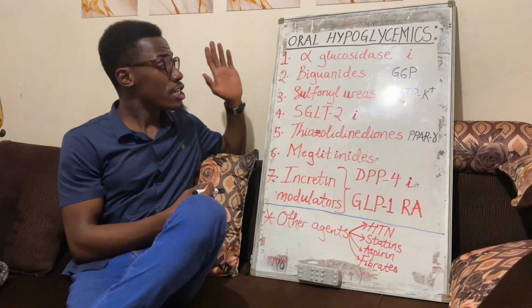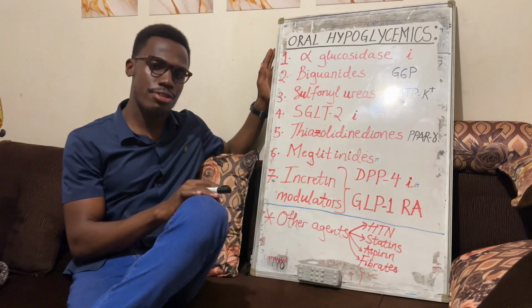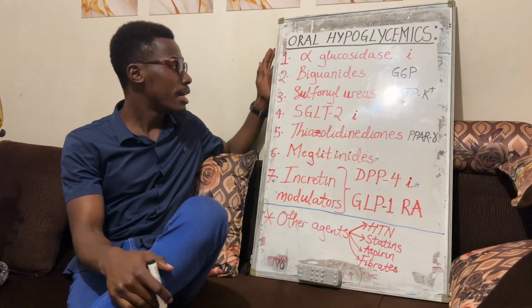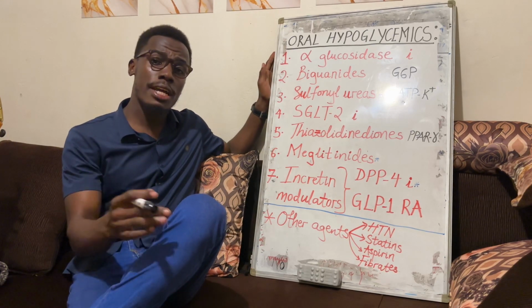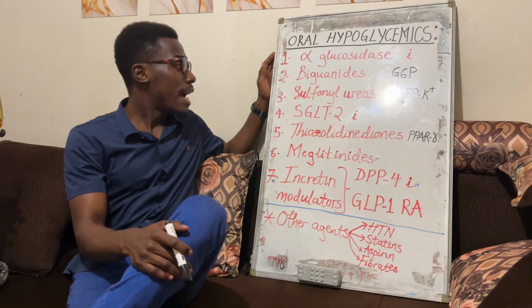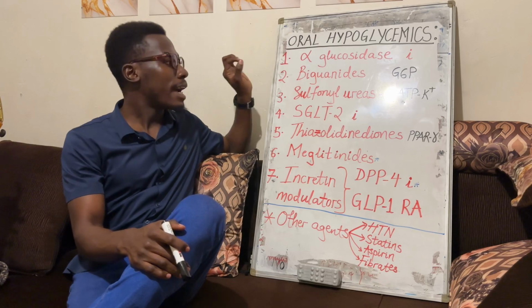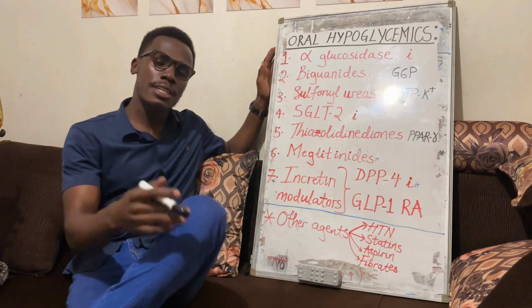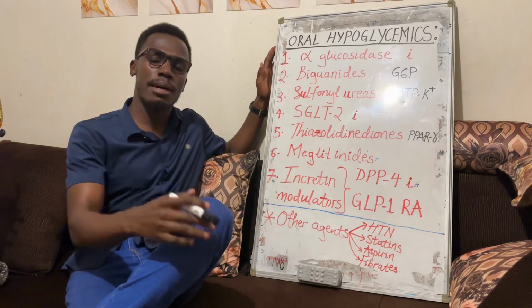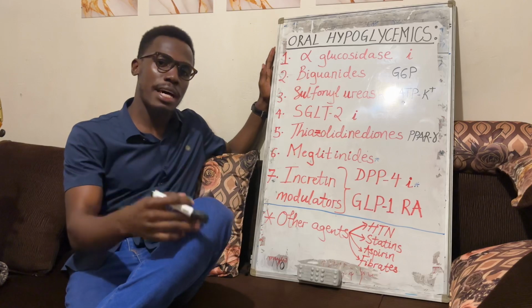So I'm going to talk about each of these classes briefly so that we can appreciate these drugs called oral hypoglycemics. Let us start with the alpha glucosidase inhibitors. These drugs work in the gastrointestinal tract, and like the name says, they inhibit or antagonize an enzyme called alpha glucosidase. This is an enzyme that is involved in the digestion or the breakdown of carbohydrates into simpler forms that can be absorbed into our bloodstream.